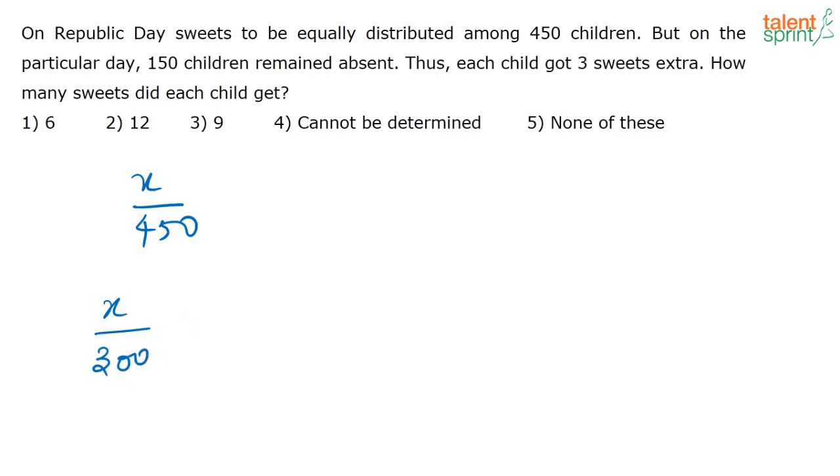Now what has happened? When we are doing this, each child is getting 3 sweets extra. So what does that mean? Now this x by 300 is 3 more than what x by 450 was. That is, each child now gets 3 extra sweets, or I can say x by 300 minus x by 450 is equal to 3. Correct? So find the value of x from this. What do you get x as? You get it as 9.